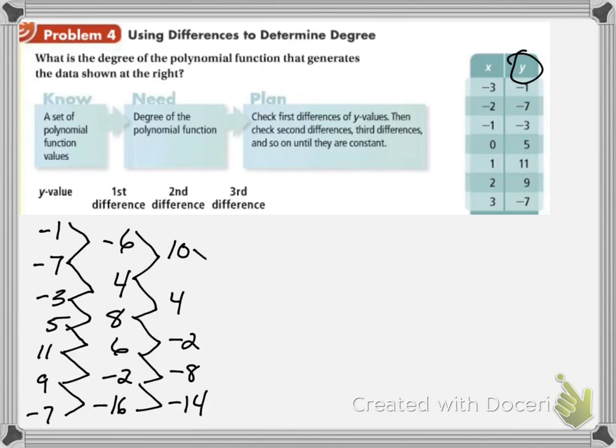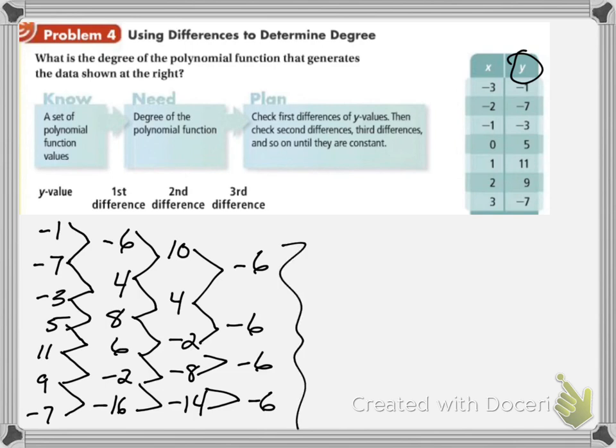The third difference. So 4 minus 10, negative 6. Negative 2 minus 4, negative 6. Negative 8 minus negative 2, negative 6. Negative 14 minus negative 8, negative 6. Notice how these are all the same now? Since they're all the same, the degree of the polynomial is 3.